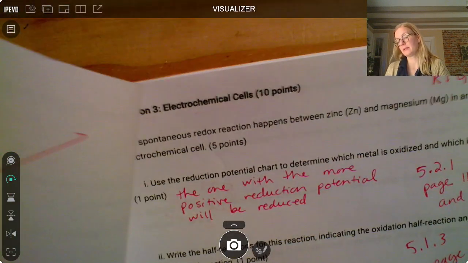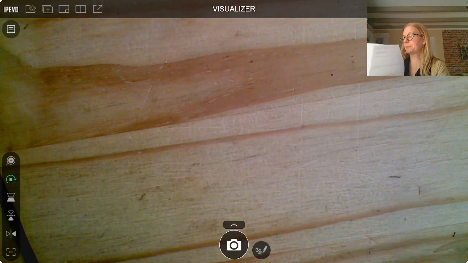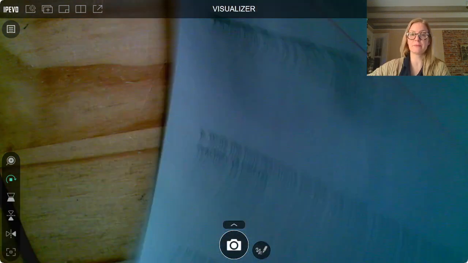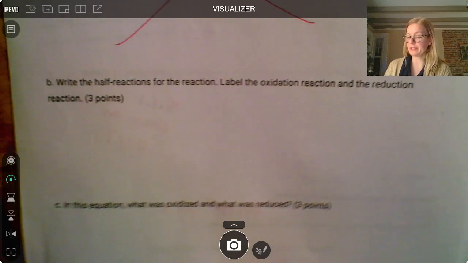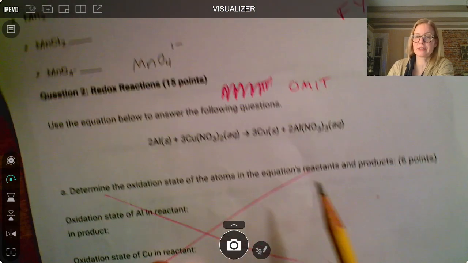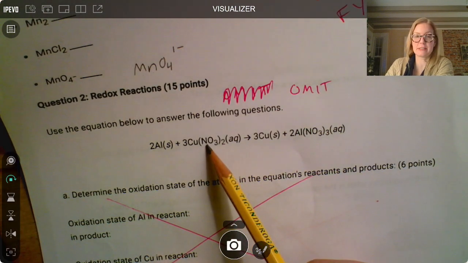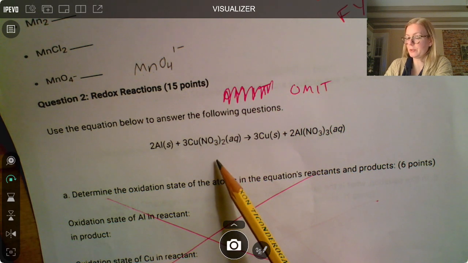For question 2A, you can omit that. And then B, the half reactions, I'm actually gonna write them for you. And label the oxidation and the reduction reaction. Okay, so what we have here, the reason I don't want you to do this one is because they didn't make it very clear what the oxidation state of the nitrogen is, and it's not possible to figure it out based on what the book told you.